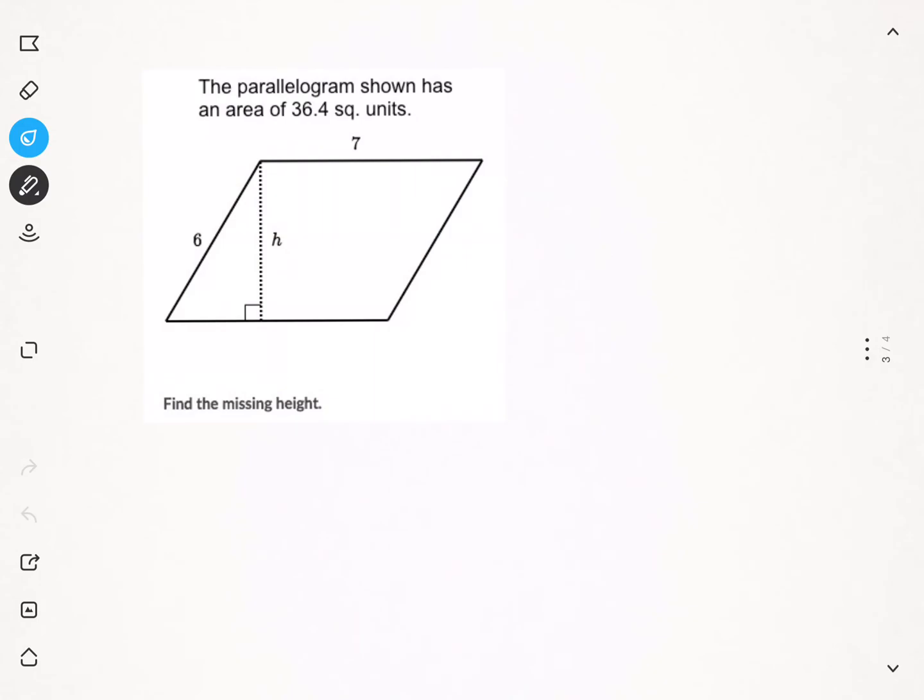Next example, the parallelogram shown has an area of 36 4/10 square units. Find the missing height. Okay, this time we're finding the height, but same idea. We look for the right angle. That tells us the height and the base. If this side up here is 7, this side down here is also 7. So the side we don't need is the 6.